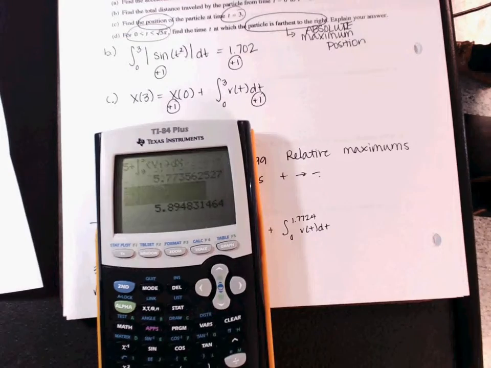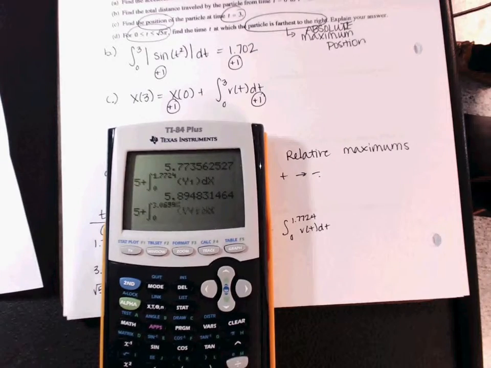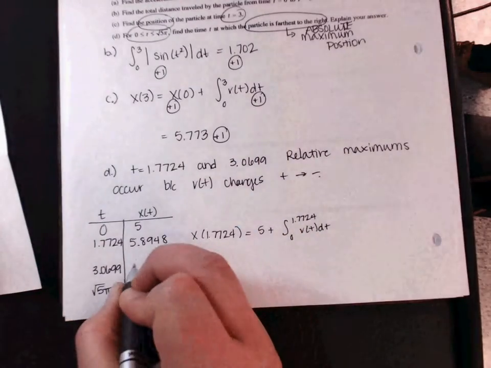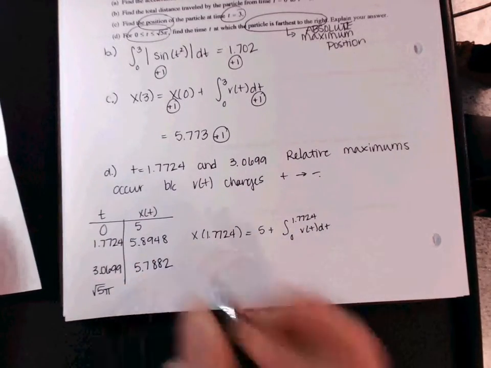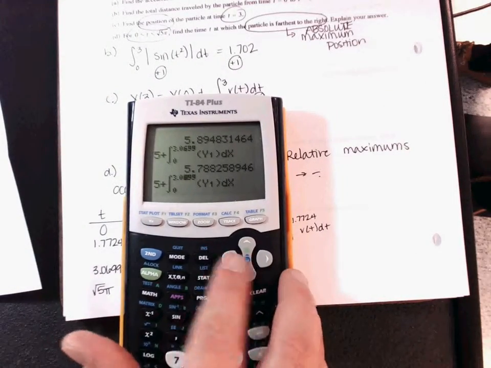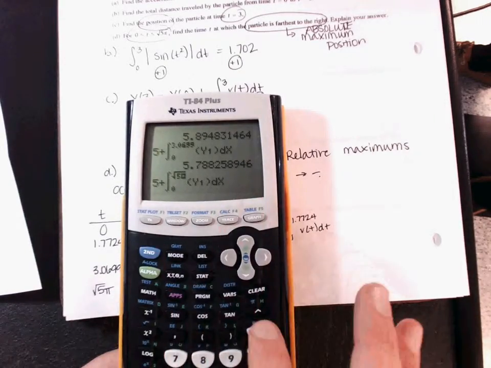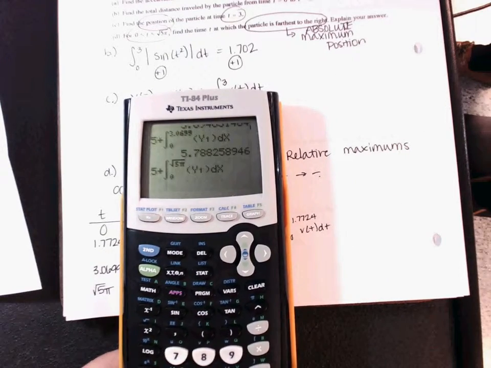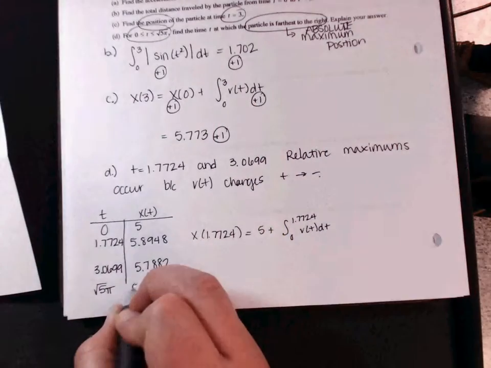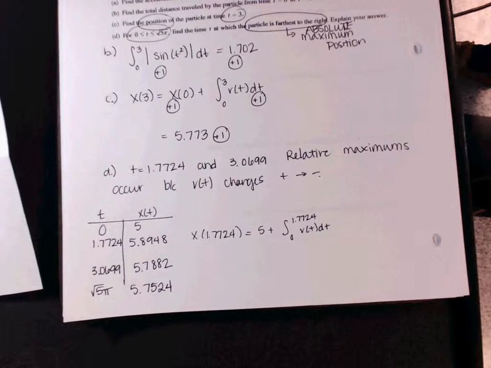Okay, then I'm going to do the same thing. Highlight it, push enter, and I'm going to change my decimal. Now I want it to be 3.0699. Okay, so that one's 5.788. And then the last one that I have to choose, I'm going to highlight it one more time and change that endpoint to be root 5 pi. Like that. And then out of those values, I'm going to pick the maximum position. So 5.7524. So out of those choices, which one is the absolute max?